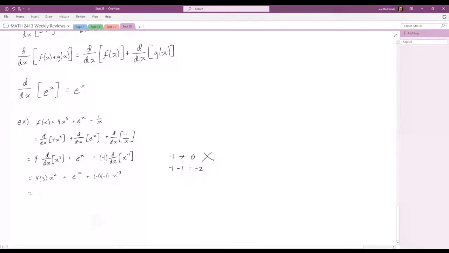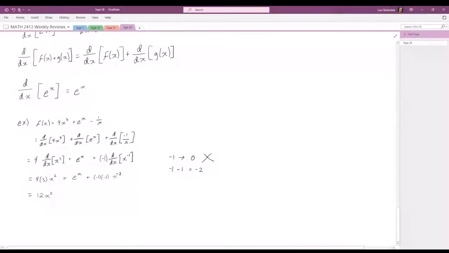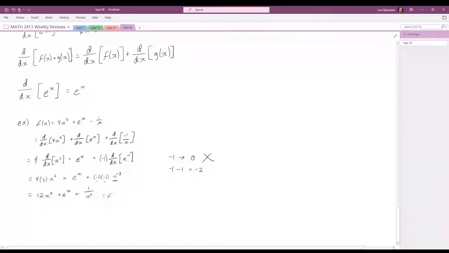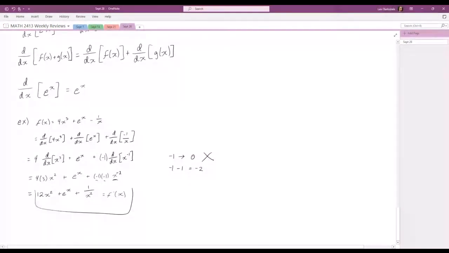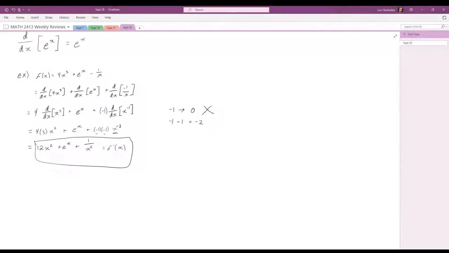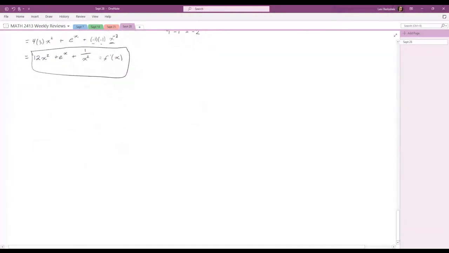And then lastly, we just finish simplifying. We get 12x squared plus e to the x, and then plus 1 over x squared, because I multiply my negatives, get a positive, and then rewrite this as a fraction. And this would be our derivative. All right. Cool. Any questions with the example? All right. Let's go ahead and do a bunch of practice problems then.